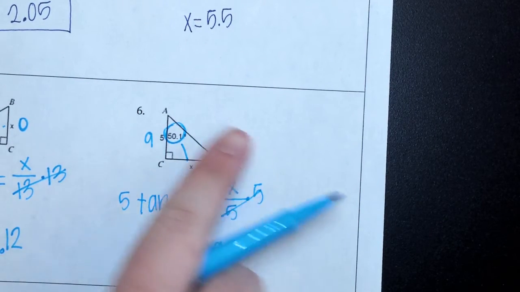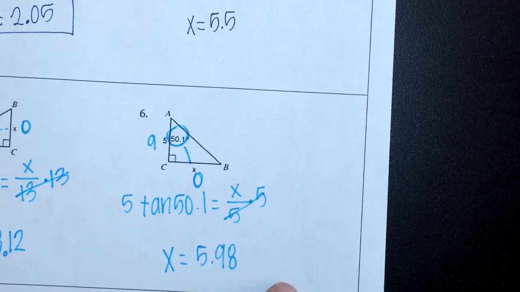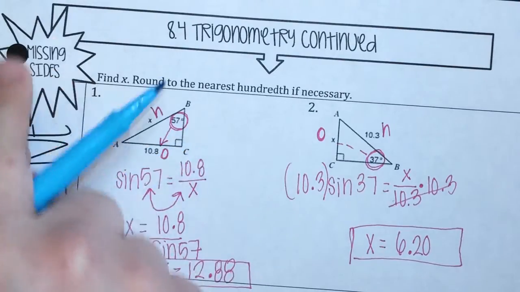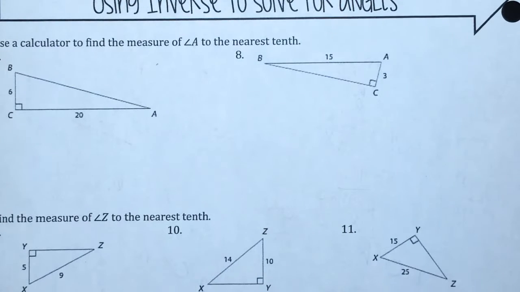Every time we solve for x, Justin, what were we finding? We were finding a side. Okay, so every time you're finding a side, this was for missing sides. If you flip to the back, we need to learn how to find angles. And it's just a little different. Same setup, but the way you solve it is different.